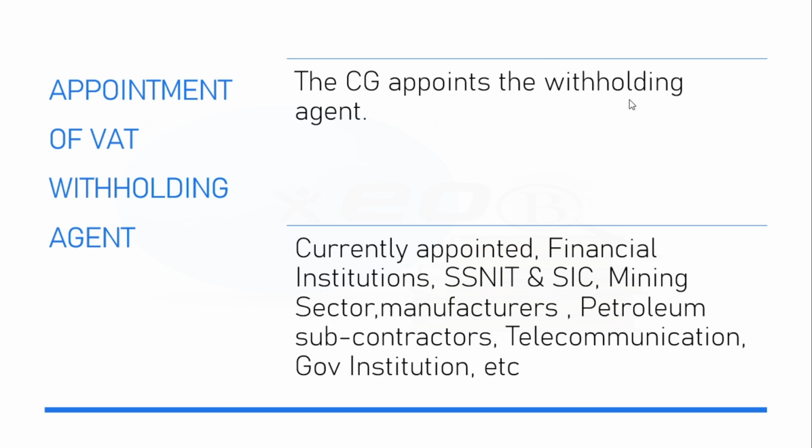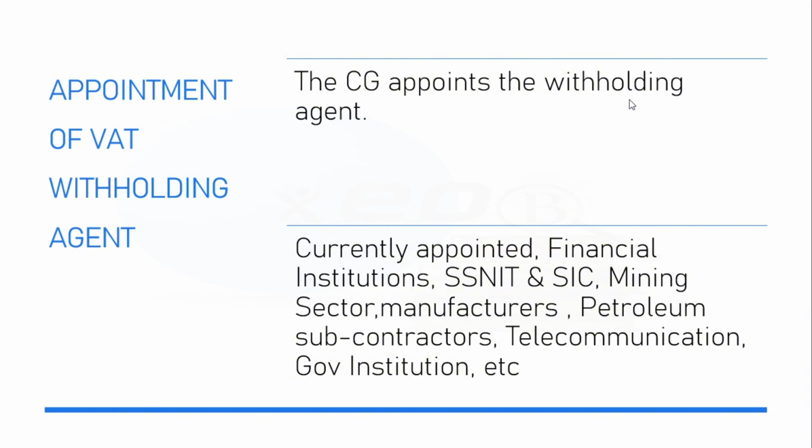That's the 3% for goods, 5% for works, and then 7.5% for service. And any other income tax withholding, once you are doing business with the person, in making payments, the person will withhold you. You get it? But for the VAT withholding, the person has to be appointed by the Commissioner General as a withholding agent.